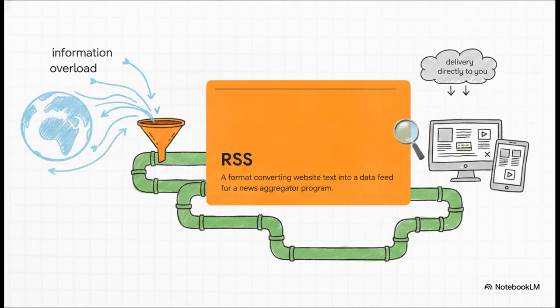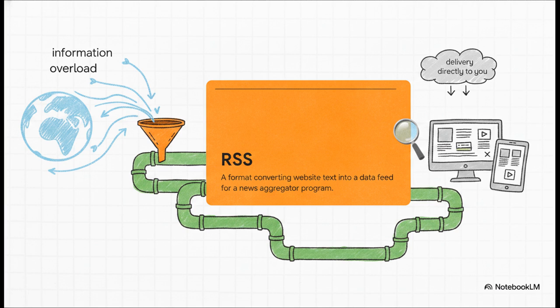Now, when it comes to the news, the sheer volume of information updated every single second is completely overwhelming. Enter RSS, or really simple syndication. Think of this as your personal digital butler, just cutting through all that noise. An RSS feed simply converts a website's text into a standardized data feed.